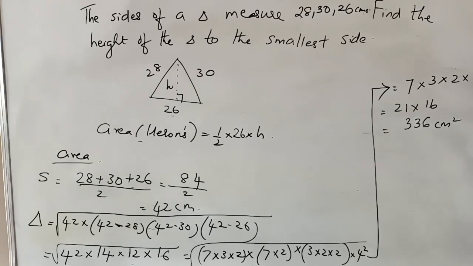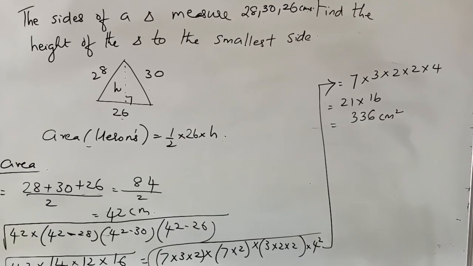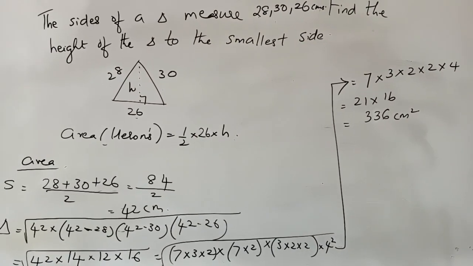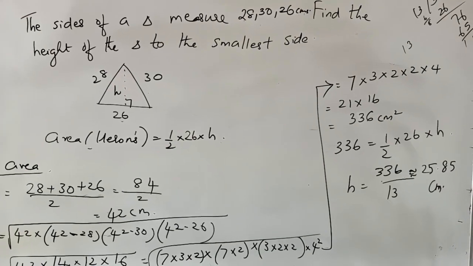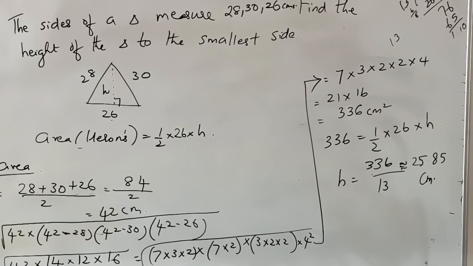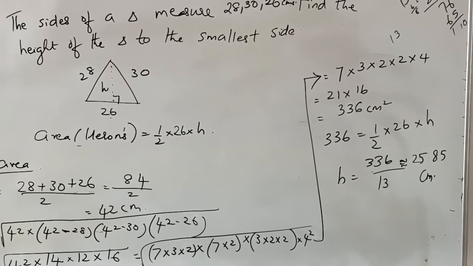Now after getting the area as 336 centimeters square, I am going to equate it to the value of half into 26 into h. And let us see what we are getting. So you can see that I have equated the area to half into 26 into h. I am getting the value of h as approximately 25.85 centimeters.